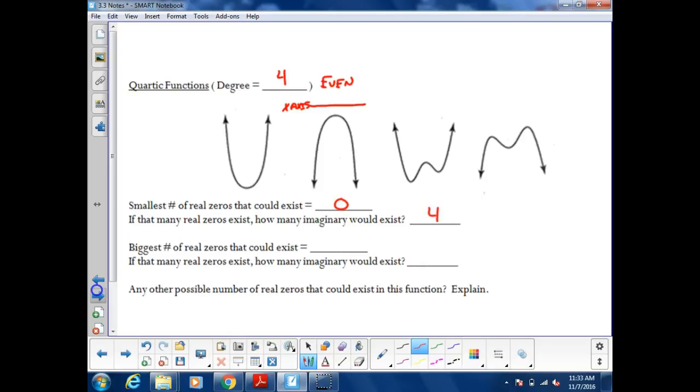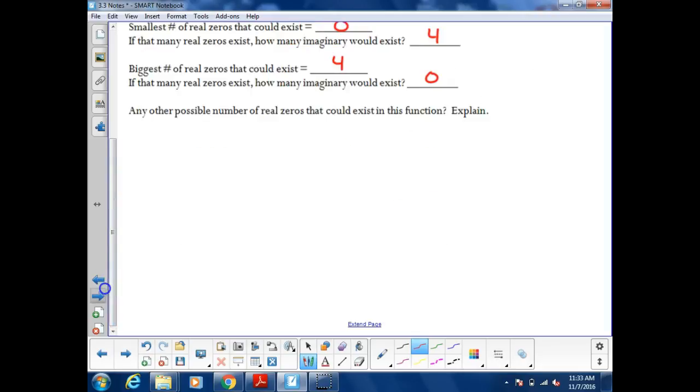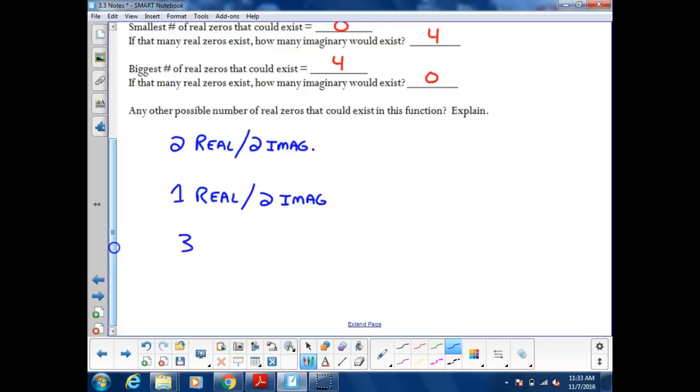Go the other way. Biggest, most zeros I can have. 4. Could all 4 of them be real? Yes, and if all 4 are real, then I have 0 imaginaries. Could I have 2 and 2? Yes, I could have 2 and 2. Could I have 1 real and how many imaginaries? 2. Can I have that? Yep. Could I have 3 real? If I have 3 real, how many imaginaries? 0 imaginaries.